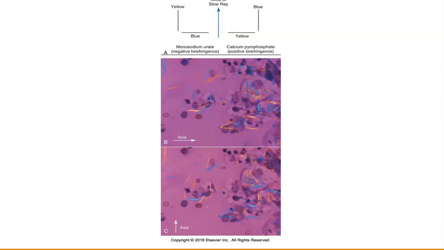In picture B, monosodium urate crystals are in joint fluid. The crystals with their longitudinal axis parallel to the red compensator plate axis, as indicated in the lower left corner, are yellow. In C, with the axis of the red compensator plate perpendicular to the longitudinal axis, the same monosodium urate crystals are blue.